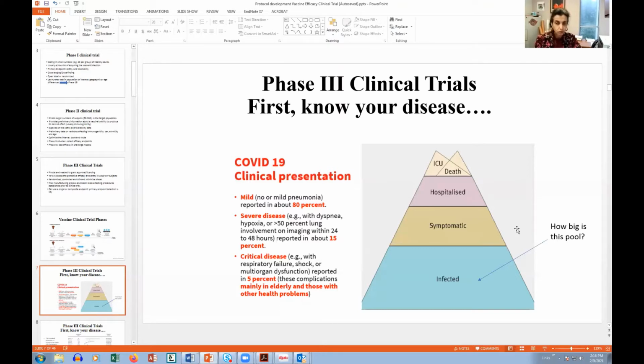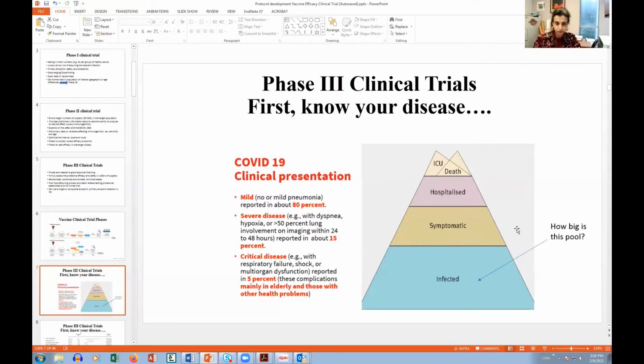And then those with critical disease, these are the persons who unfortunately end up in the intensive care unit or die as a result of COVID. And these, depending on what you're reading, are anywhere from 3 to 5% of those admitted to the hospital, actually lately. And they are often older and with underlying comorbidities.